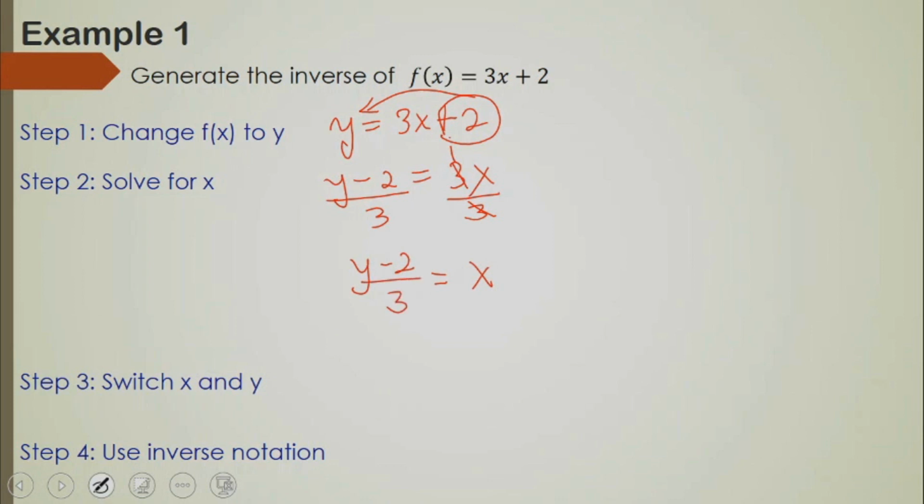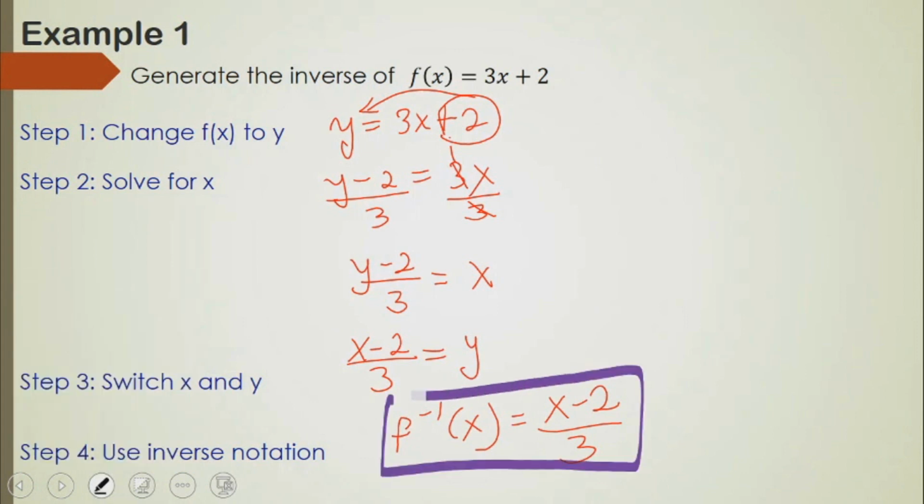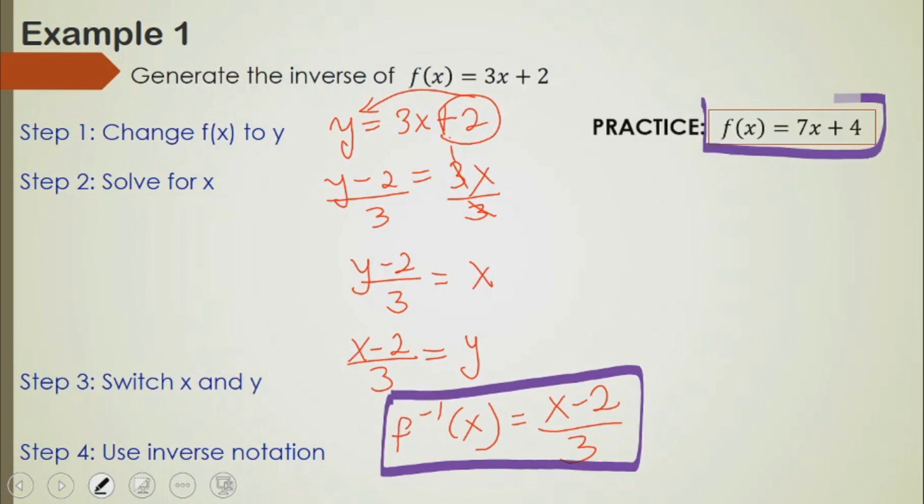So we now need to switch the x and y. You are only switching the x and y. You are not changing any other aspect of your equation. So the y becomes the x and the x becomes the y. So this becomes x minus 2 divided by 3 equals y. So now we need to write our solution using the inverse notation. And that is the answer. So I need you to practice generating the inverse of a linear function by using this question.